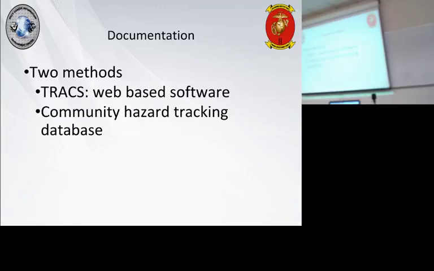Documentation. So you got 2 methods: TRACKS and the Community Hazard Tracking Database. TRACKS is just a website software that you compile all this data in and it keeps it in a repository. Your Community Hazard Tracking Database is just what it says. It's just a database that they have. Usually the safety center has a huge database of all this stuff. So you have web-based, and then your actual tracking database.